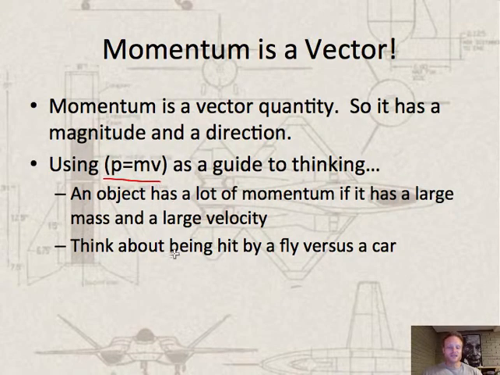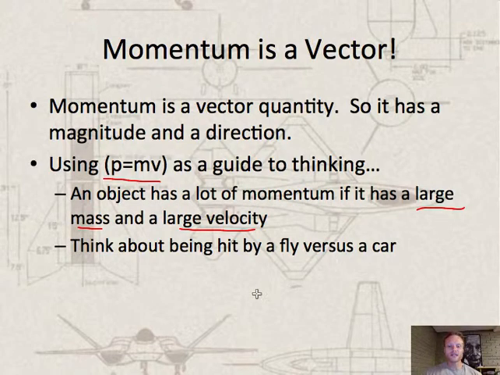Again, if you use this equation as a guide for thinking, an object that has a lot of momentum would have a large mass and a large velocity. Now, it really could be just a large mass and even a relatively small velocity. Imagine even a semi-truck going 5 miles per hour. It's not going very fast, but imagine trying to stop a semi-truck rolling at 5 miles per hour. That'd be kind of a tough challenge. So you have to keep things in perspective, but usually if you have a lot of momentum, you're going to have a relatively large mass and a large velocity.